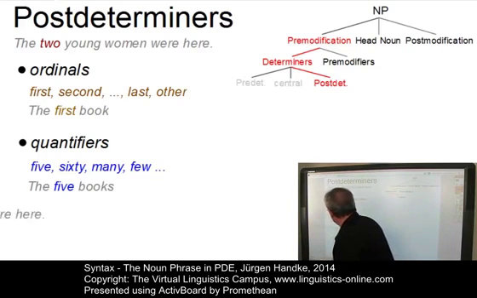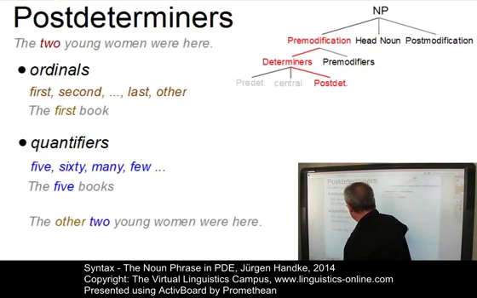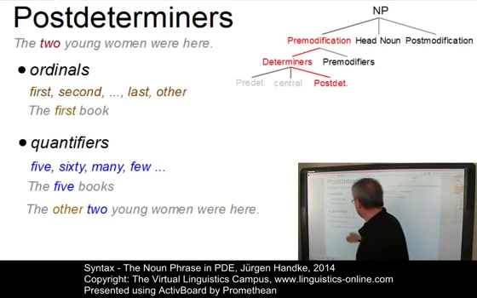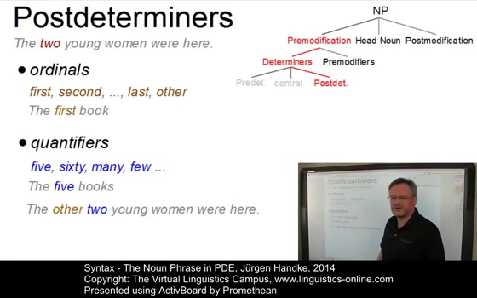Now, where these two classes, ordinals and quantifiers, can co-occur, ordinals usually precede the quantifiers. Here is an example. The other two young women were here, where we have the ordinal first and then the quantifier and then the rest of the noun phrase.